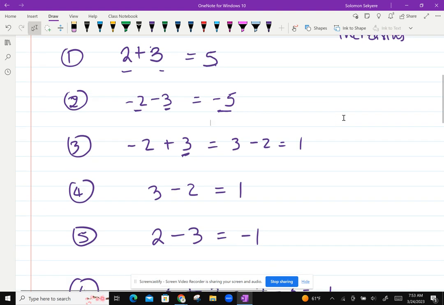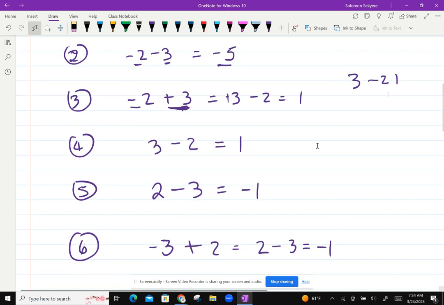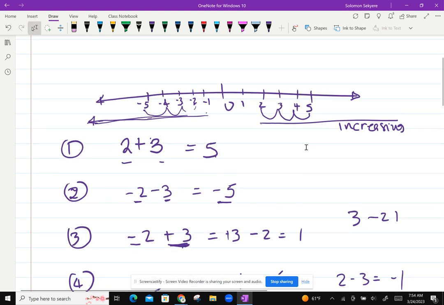What if I have negative 2 plus 3? What I always tell you to do is write your positive number first. Say plus 3, write this part first, and then bring this one next. So plus 3, we just write 3, and then minus 2. 3 minus 2 is 1, right? We know that. So what will 2 minus 3 be? Negative 1. And you can use the number line to prove that.